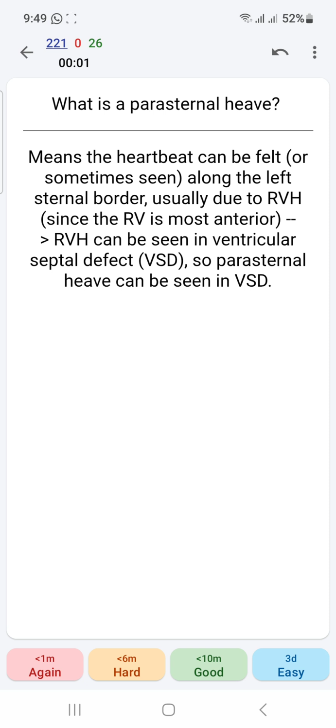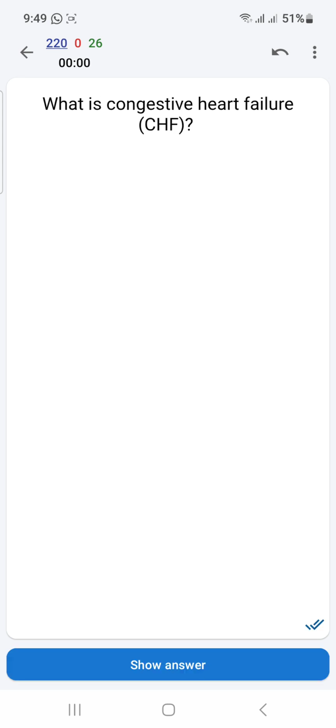What is parasternal heave? It means the heartbeat can be felt, or sometimes seen, along the left sternal border, usually due to right ventricular hypertrophy. Since the RV is most anterior, RVH can be seen in ventricular septal defect. So parasternal heave can be seen in VSD.